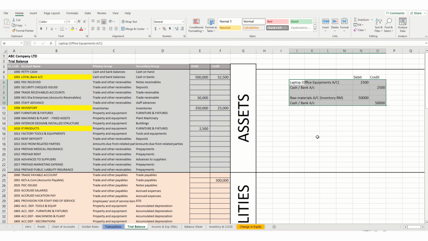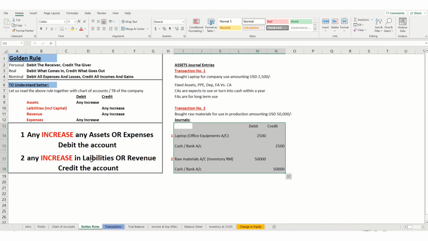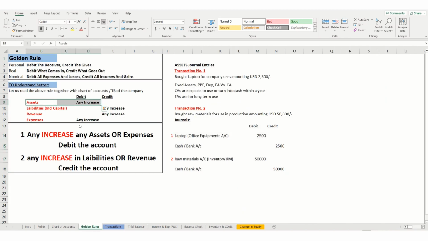Just wait for my next video to know the creation of JVs more easily and the treatment of those JVs in the financial statements. And in the next video, we might be discussing the liability side. Okay, so just now I have discussed assets.